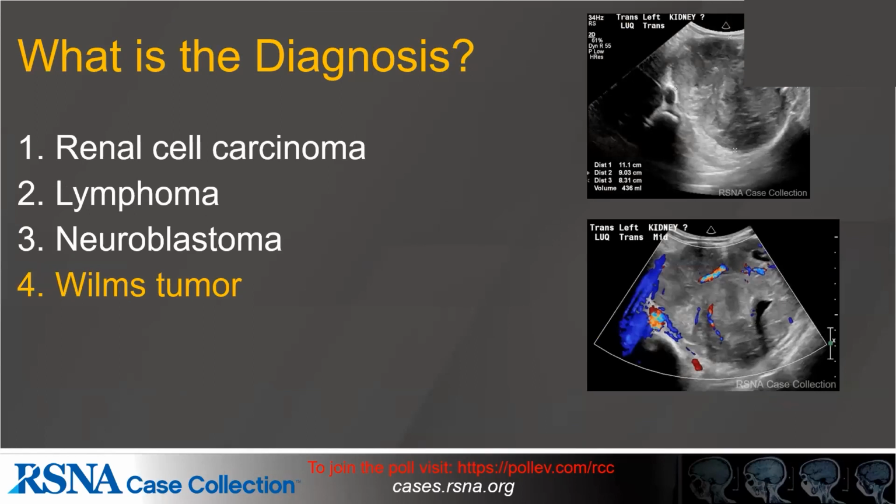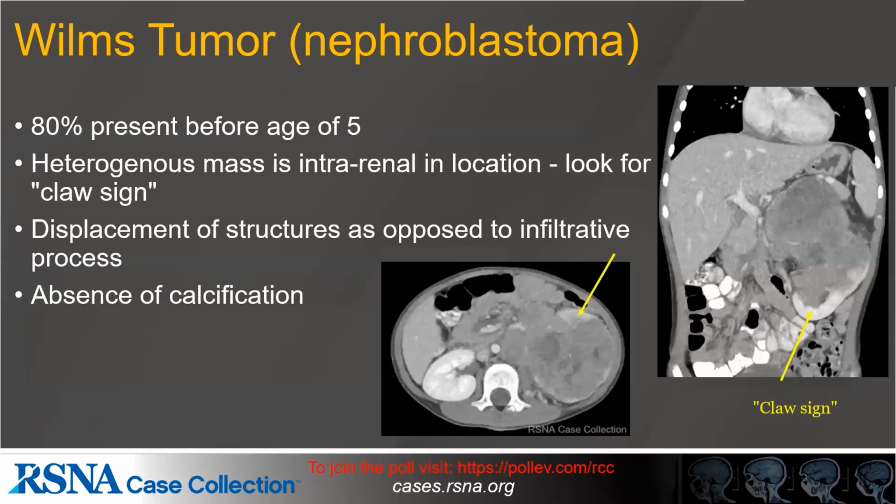So the answer, correctly, as most of you suggested, is Wilms tumor. So the key imaging feature is to look for the claw sign. And this tells you that the mass is intrarenal in location and arises from the kidney. Now, out of the options provided, Wilms tumor and renal cell carcinoma arise within the kidney. Now, Wilms tumor is the most common solid neoplasm in the pediatric population in the first decade, 80% of them occurring before the age of 5. Renal cell cancer can occur, but it's extremely rare, and it usually occurs in the second decade.